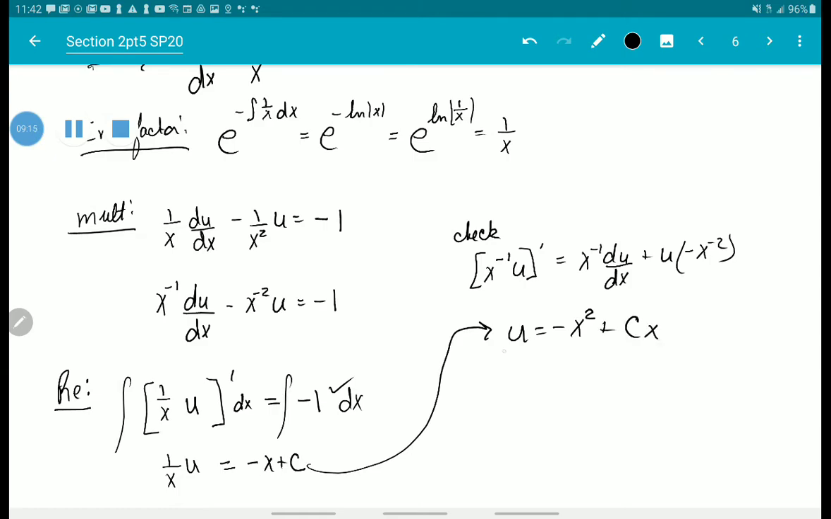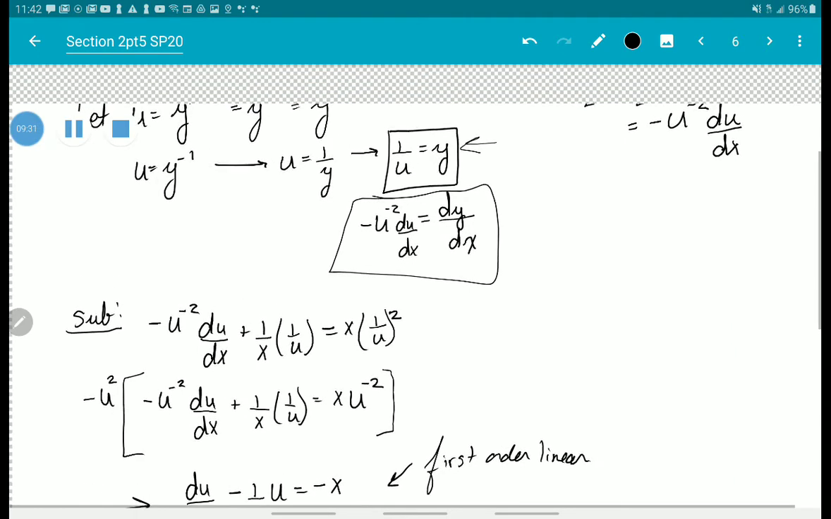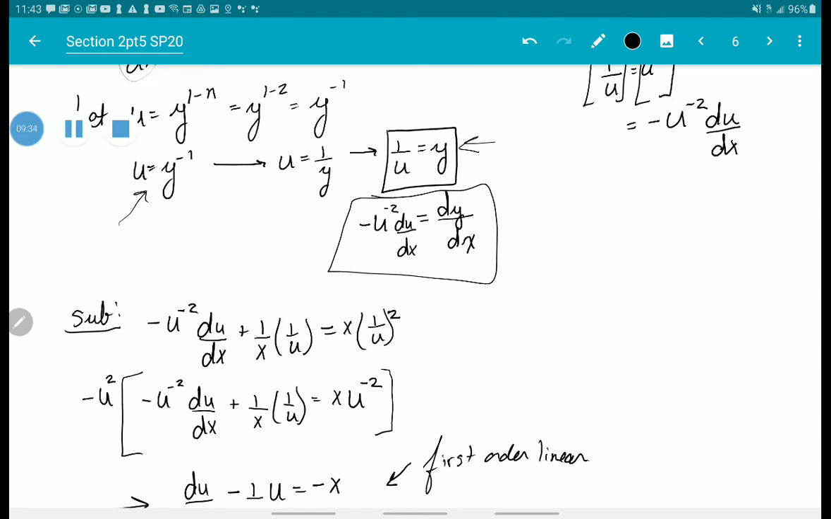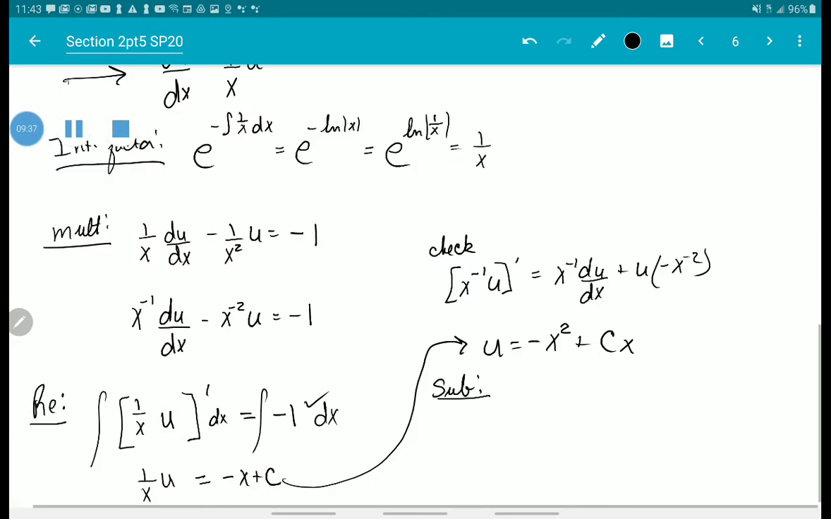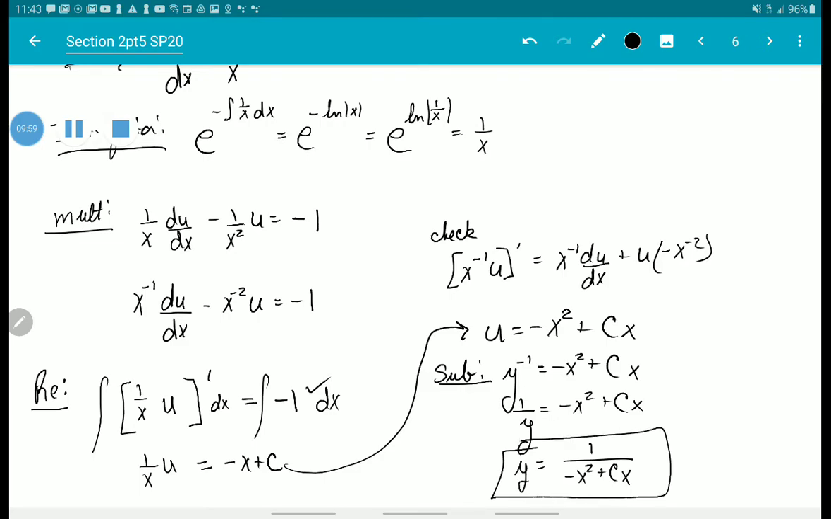So now we have that solution written in terms of u, but remember, we need it written in terms of y. So we said up above that y is equal to 1 over u, and that's the same as u is equal to y to the negative 1. So let's make that substitution. And that's the same thing as 1 over y. And then if we solve that for y, there's our general solution to that problem.